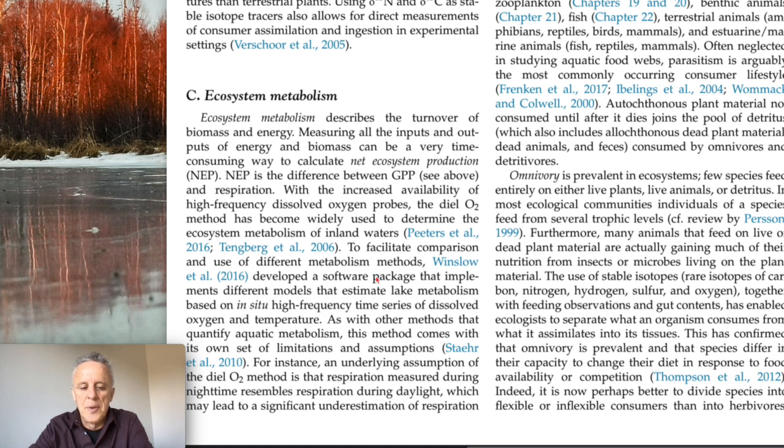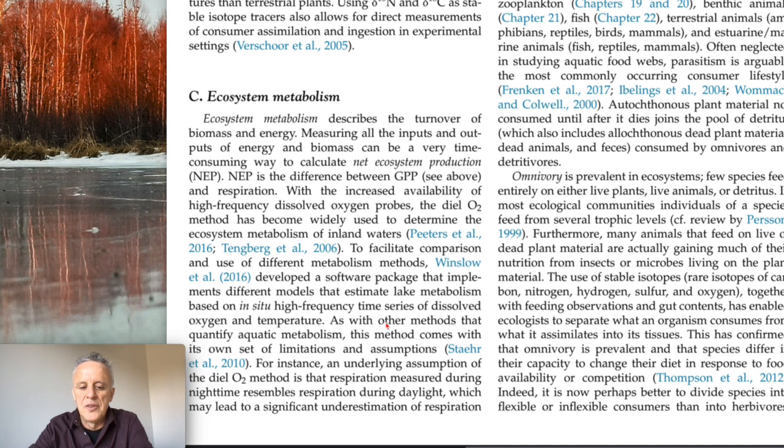To facilitate comparison and use of different metabolism methods, Winslow developed a software package that implements different models that estimate lake metabolism based on in situ high-frequency time series of dissolved oxygen and temperature. As with other methods that quantify aquatic metabolisms, this method comes with its own set of limitations and assumptions.